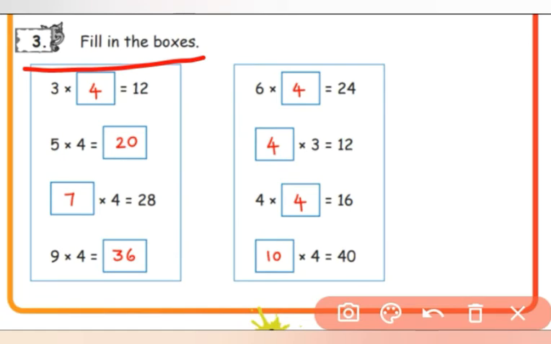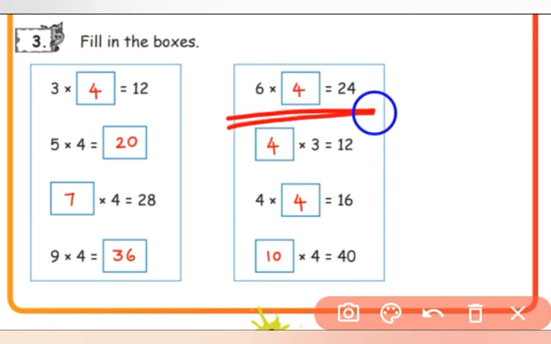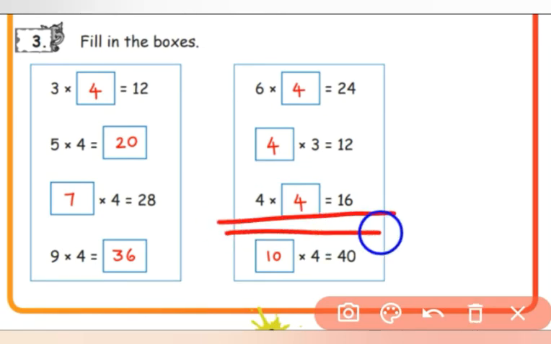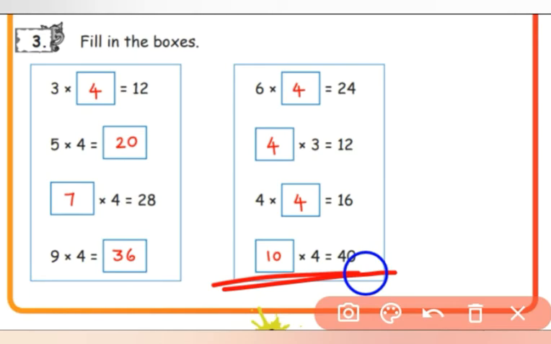See, fill in the boxes. 3 into 4 is equal to 12. 5 into 4 is equal to 20. 7 into 4 is equal to 28. 9 into 4 is equal to 36. 6 into 4 is equal to 24. 4 into 3 is equal to 12. 4 into 4 is equal to 16. 10 into 4 is equal to 40.